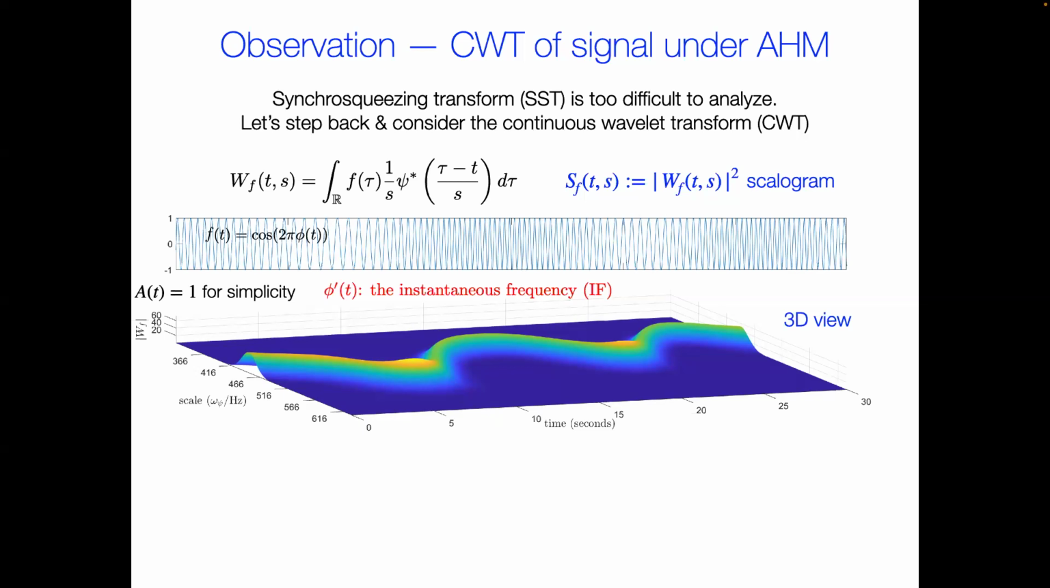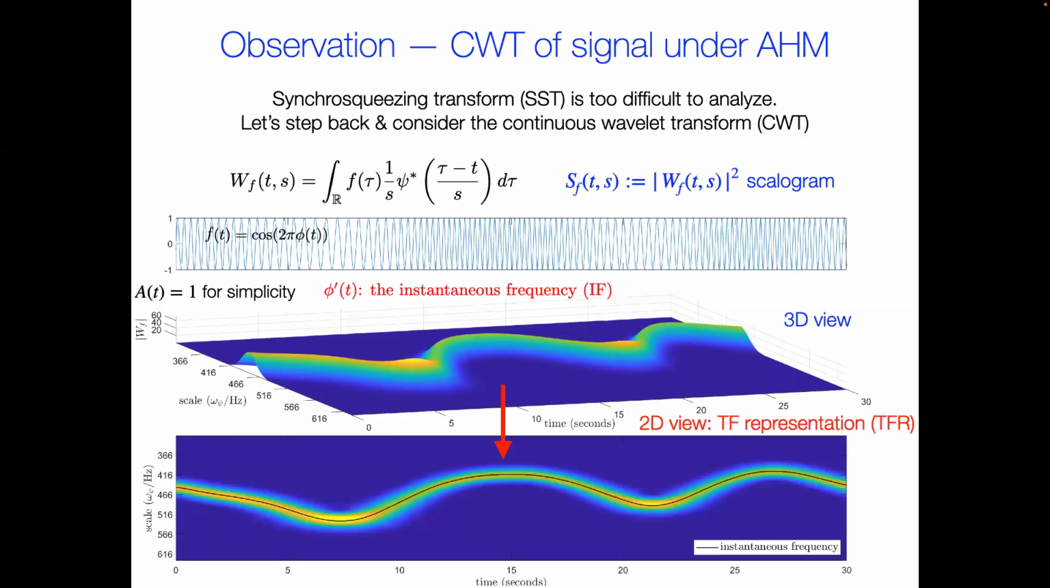And this is the three-dimensional picture of the continuous wavelet transform. This is time, this is scale, and you can see some kind of mountain or some bumps at each time. And you can just view it from the top, so that you get the time frequency representation, which is an image.